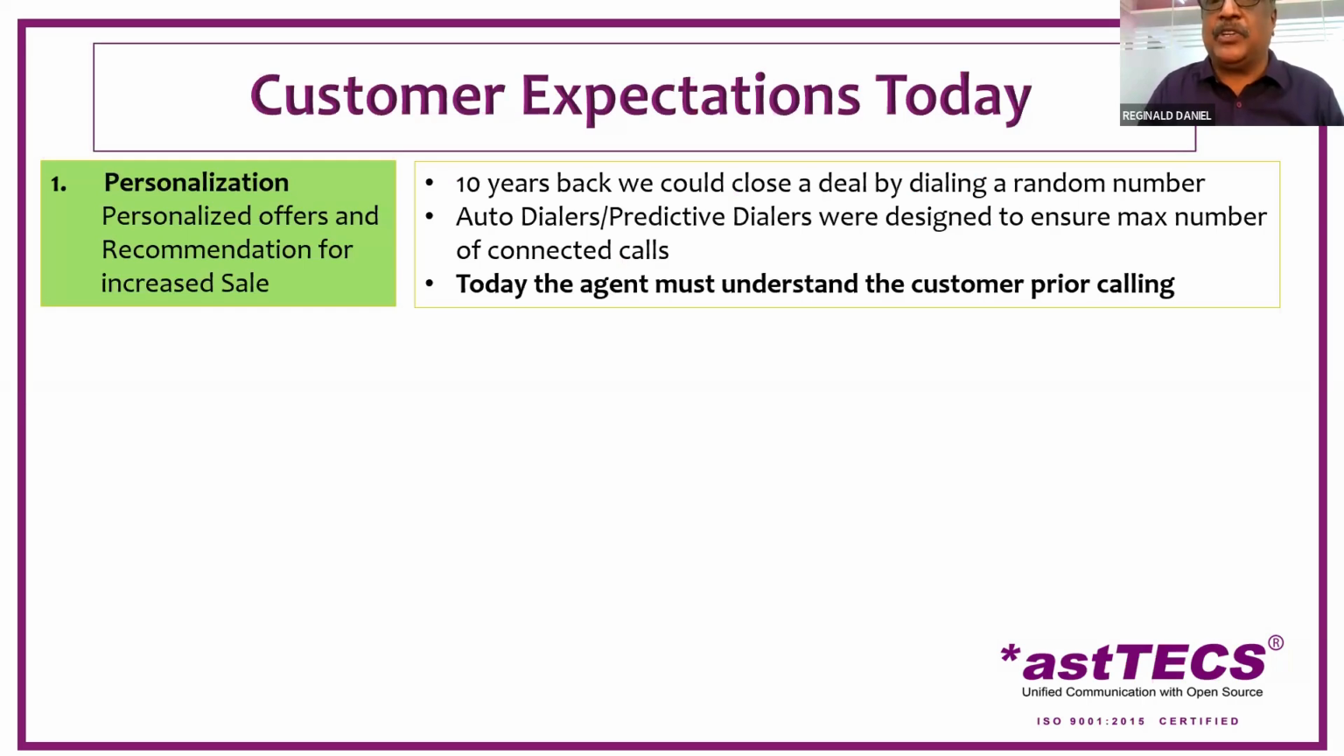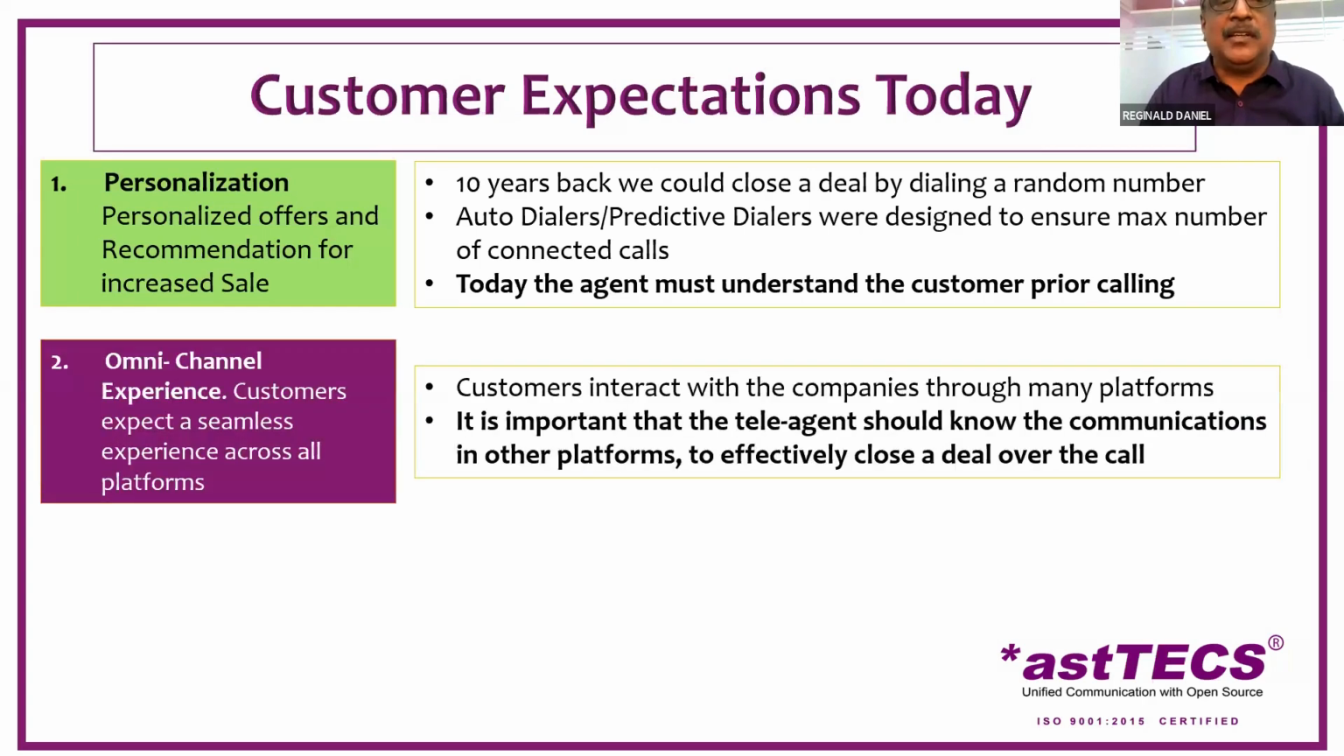See, 10 years back, you could close a deal by dialing a random number. Hence, you had auto dialers and predictive dialers, which were designed to ensure you get a maximum number of calls connected. But today, the situation has changed. The agent must understand the customer profile before he makes a call, so that the sale closure happens. These are the changes that have happened over the last 10 years in customer expectation of how a business should interact with the customer.